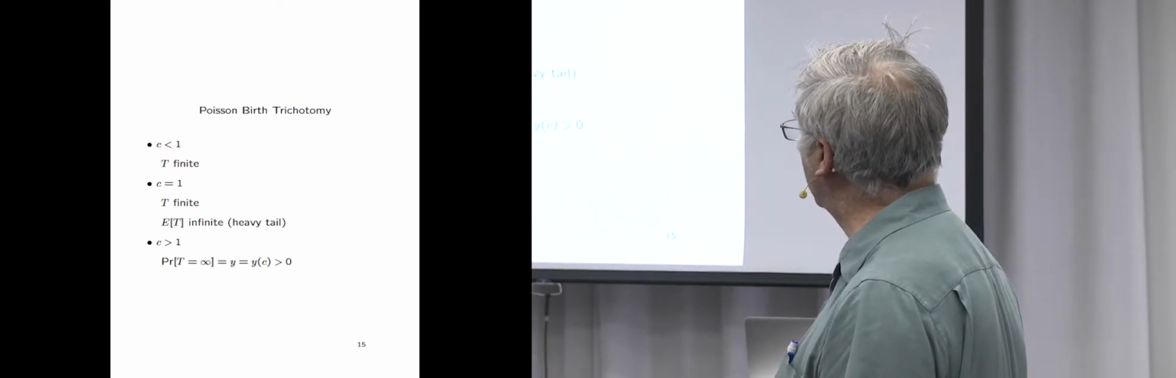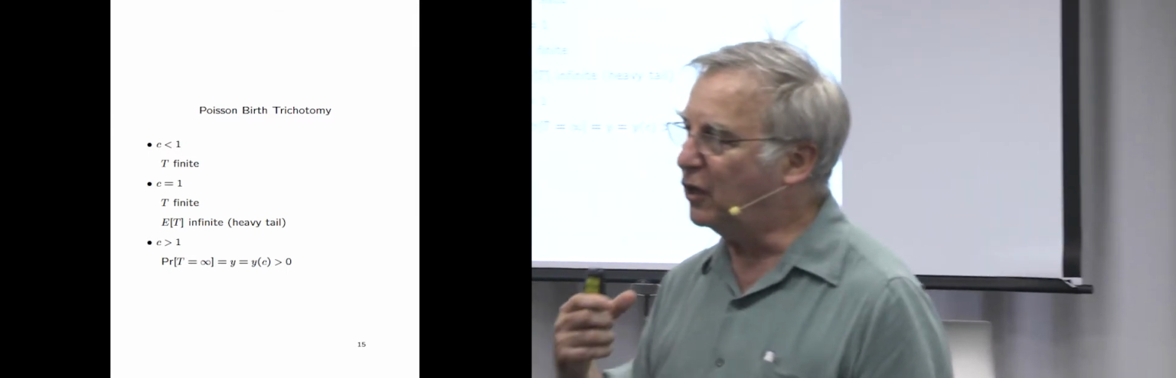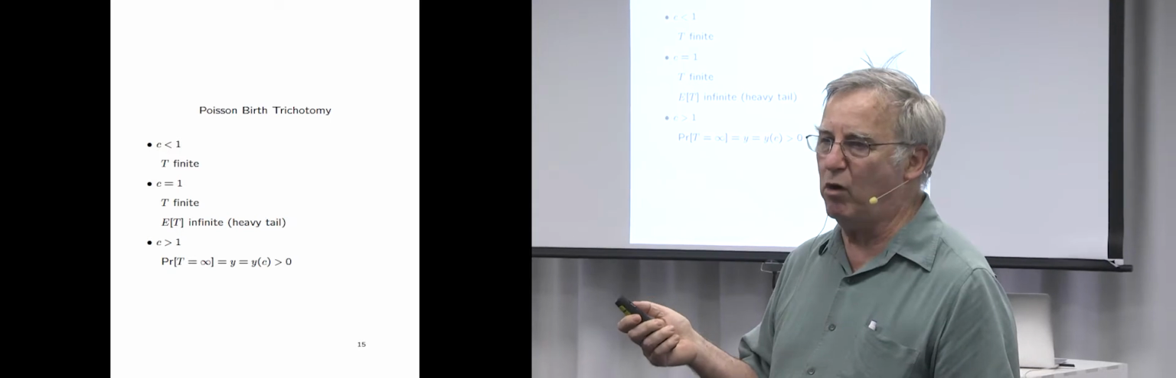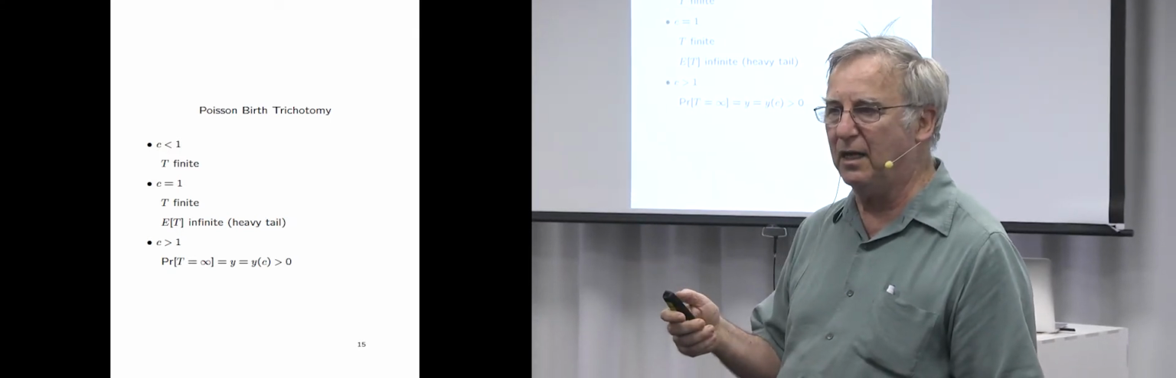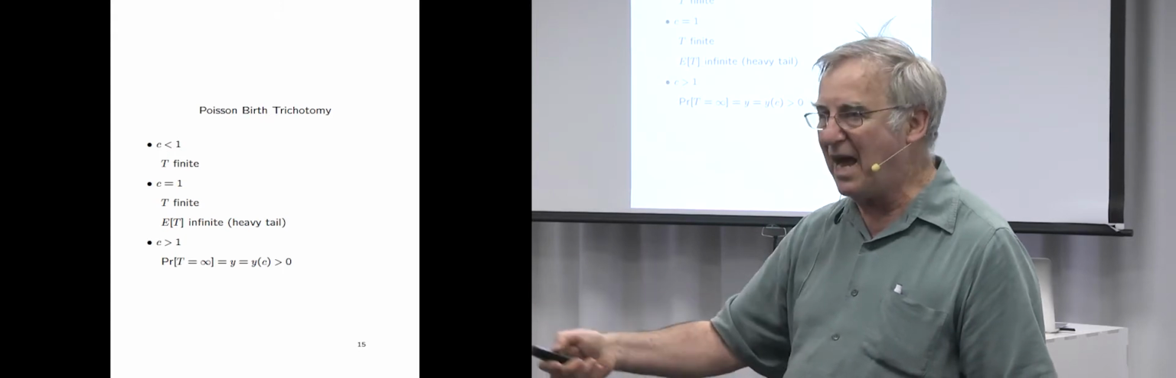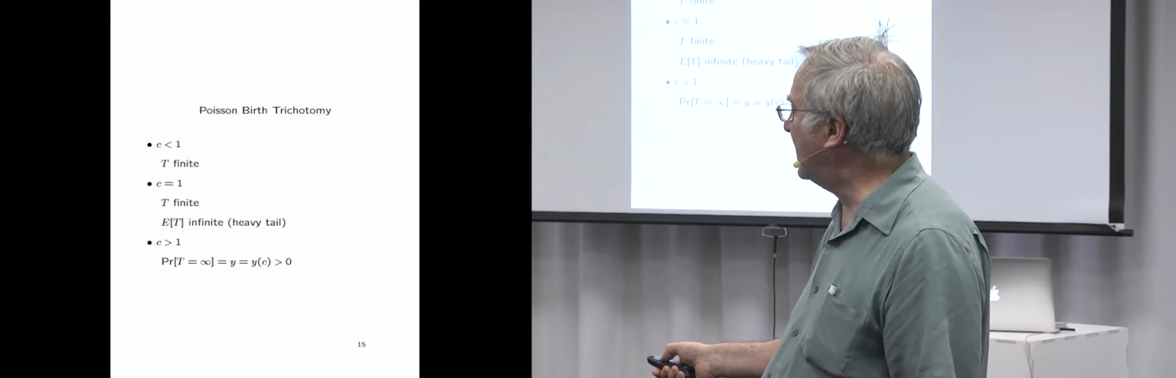When c equals 1, that's the critical point. So each node has Poisson 1 children and then dies. So there's 0 drift. On the average, it's having 1 child and then it dies. So what happens then?